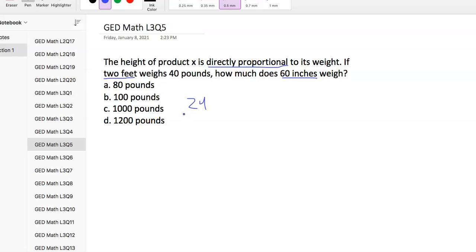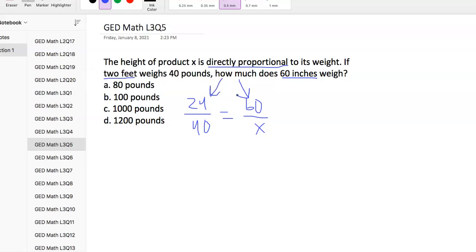Okay, each foot is 12 inches, so 2 feet is 24 inches, and 24 weighs 40 pounds, right? So it's 24 is to 40 as, and then we just want to line the stuff up. And so then we know 60 inches is to X. Okay, and so when they're talking about directly proportional, what they're basically saying is this ratio of 24 to 40 that we have on the left-hand side right here, that ratio is going to be the same over here, but just with different numbers.